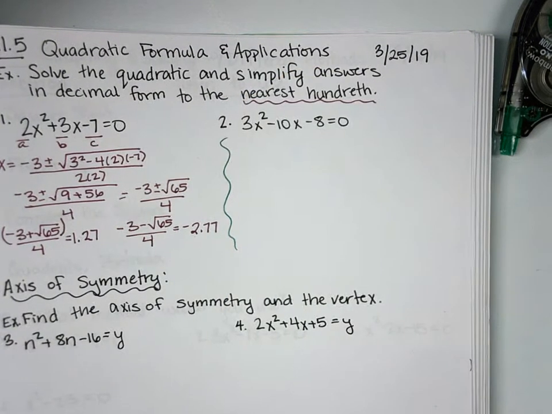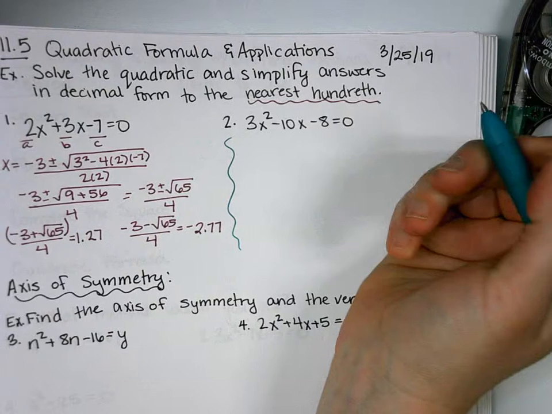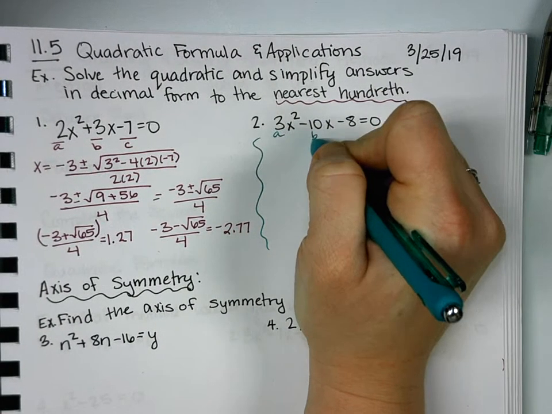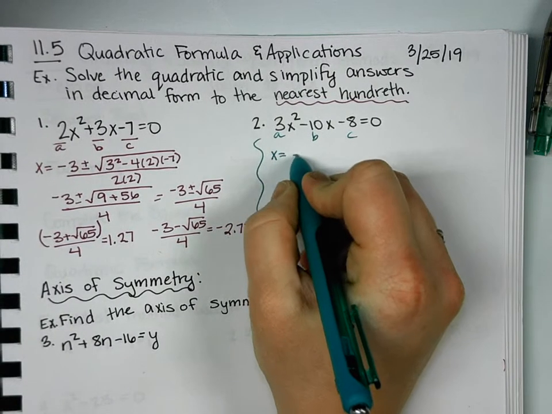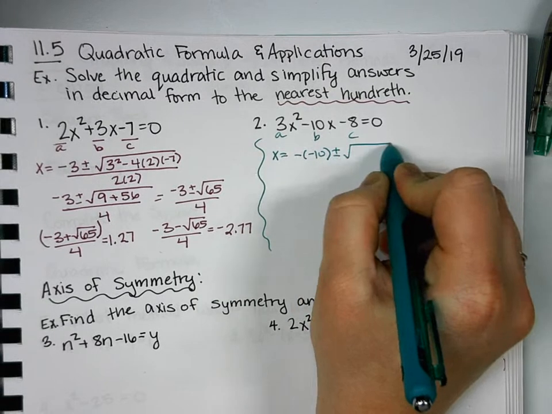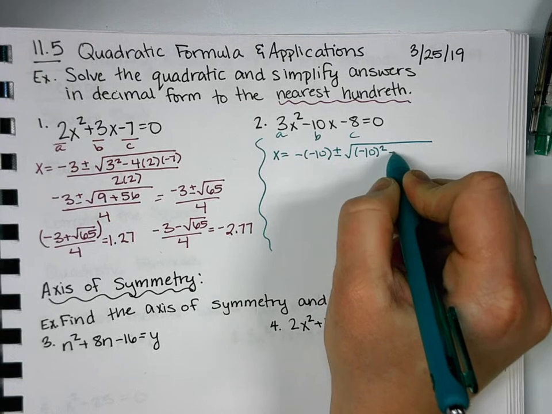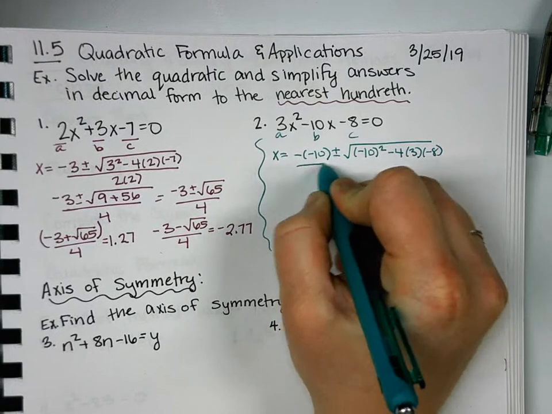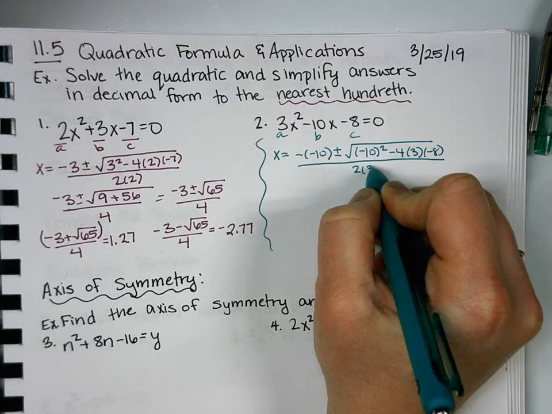Okay, so let's try another one. What is A? B? C? Okay, so we have x equals negative 10 plus or minus the square root of negative 10 squared minus 4 times 3 times negative 8, all over 2 times 3.